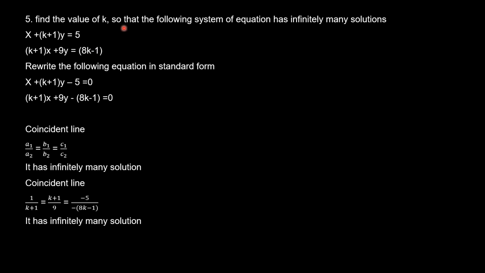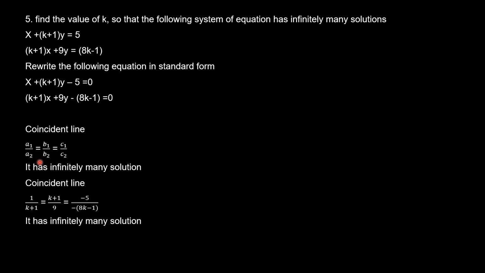Find the value of k so that the system of the following linear equations has infinitely many solutions. Infinitely many solutions means it is a coincident line. So kx plus k plus 1 into y equal to 5, and k plus 1 into x plus 9y equal to 8k minus 1. First write it in the standard form: kx plus k plus 1 into y minus 5 equal to 0, and k plus 1 into x plus 9y minus 8k minus 1 equal to 0.